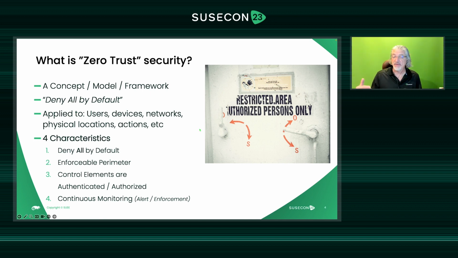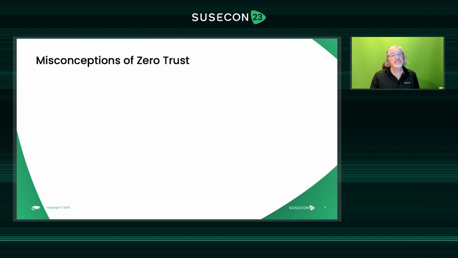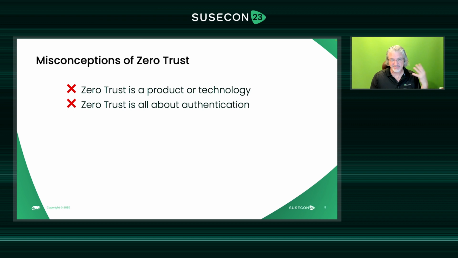Continuous monitoring means that we're always watching that. So in our example in a moment, we'll talk a little bit about what that continuous monitoring looks like. So misconceptions about zero trust, there are many. One, that it's a product or technology. It's not. It's a concept. It's a way of applying or defining some security layer.